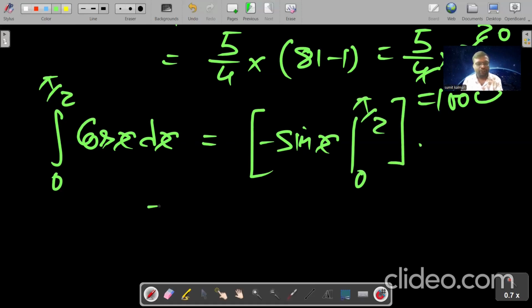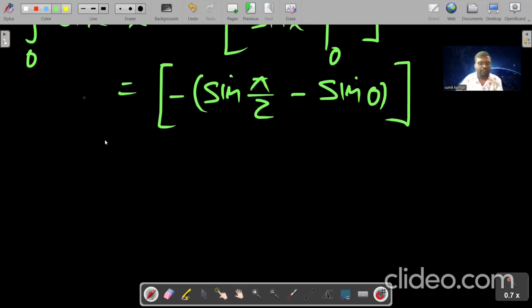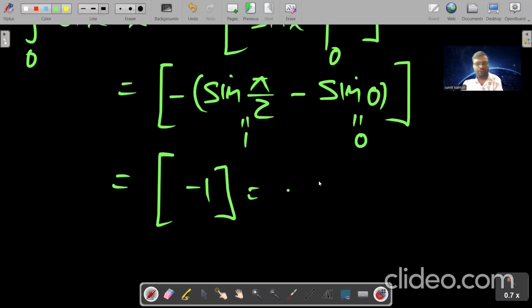So now students, here what will happen? Minus, so here students, sine of the upper limit pi by 2, upper limit minus lower limit, sine 0. So what will happen? Sine pi by 2 is 1, and sine 0 is 0. So here you will get minus 1. So the answer will be minus 1.